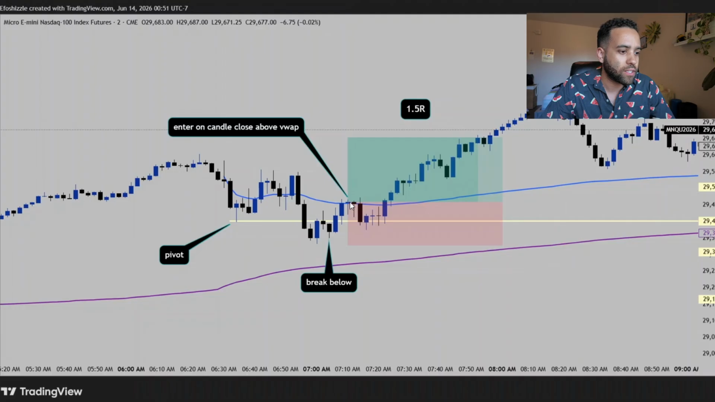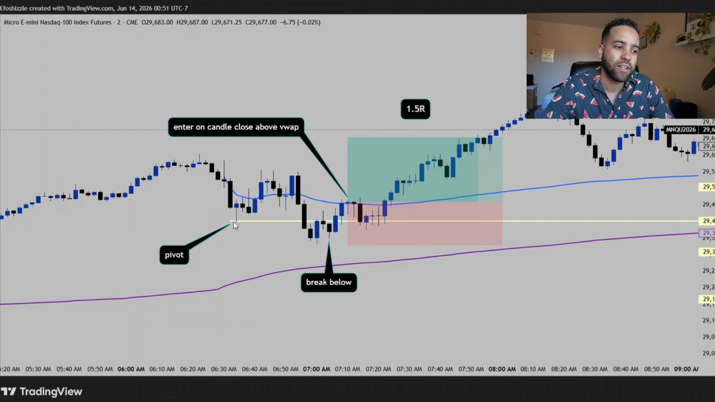So basically, I enter on that candle close right above the New York VWAP, and I put my stop loss at the invalidation point, and I usually like to target a 1.5R. So this is on NQ. This would have been the ideal trade of the session. I did not take this trade, but I just wanted to start because that's how I trade.